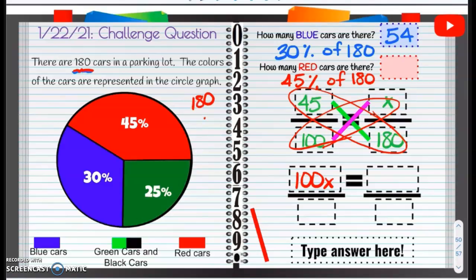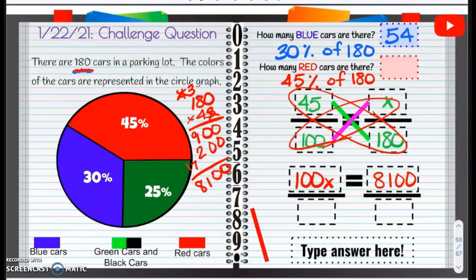180 times 45. 5 times 0 is 0. 5 times 8 is going to be 40. 5 times 1 is 5 plus 4 is 9. Done with that 4, done with that 5, drop a 0 for a placeholder, 0. 4 times 0 is 0. 4 times 8 is going to be 32. Carry that 3, drop that 2. 4 times 1 is 4 plus 3, 5, 6, 7. So 0, 0, 9, 10, 11, 7, 8.